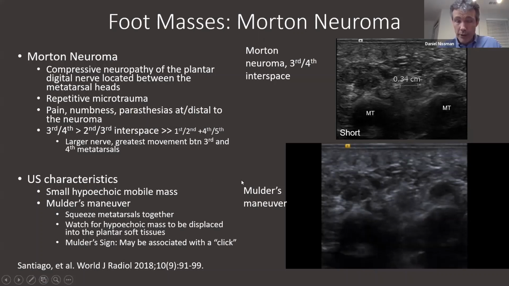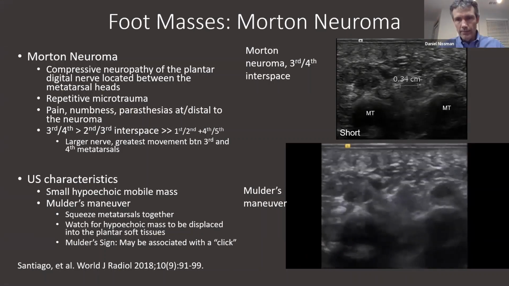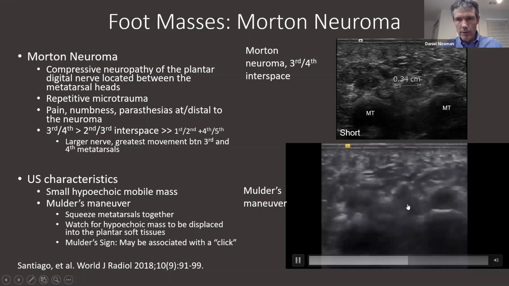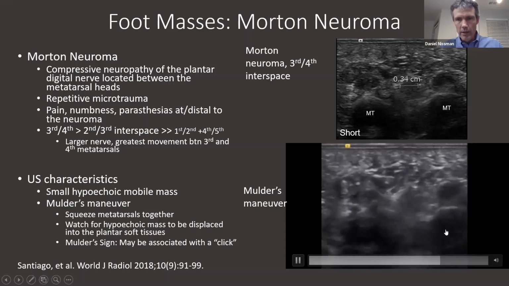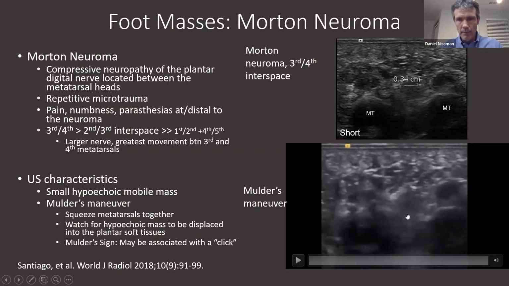So the ultrasound characteristic is a small hypoechoic mobile mass, and then there's Mulder's maneuver, where you squeeze the metatarsals together. And before there was ultrasound, Mulder described an audible click or a palpable click, and that's referred to as Mulder's sign. So here is an example of Mulder's maneuver, hopefully. You can see the neuroma there being pushed out from between the metatarsal heads.